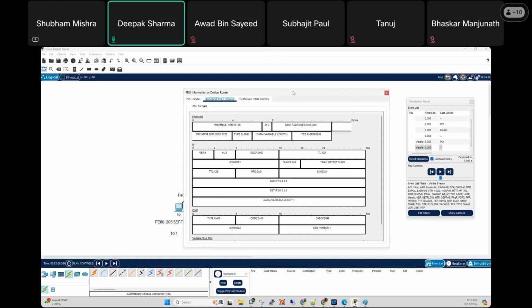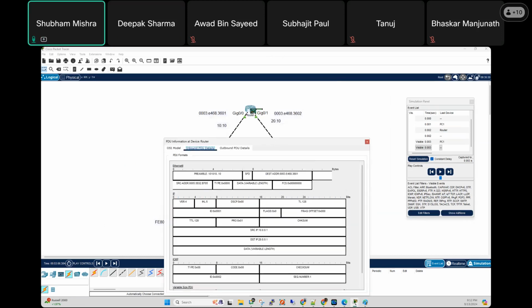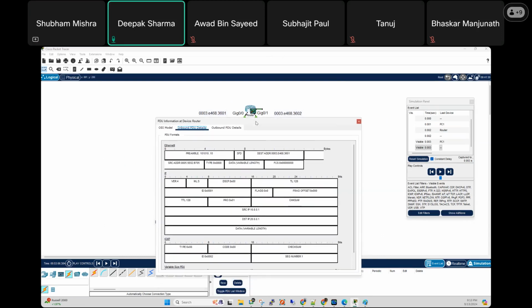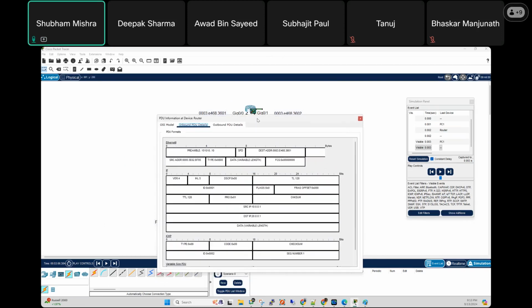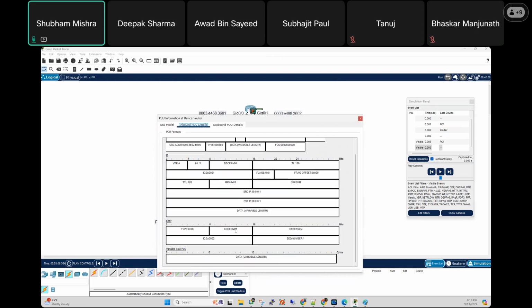The router receives this ICMP packet. But see now what is happening? You are getting a cross here. It means the router drops this packet. What is the router doing, guys? The router drops the packet. Why? Any reason, everyone? Because there are two different networks. They are crossing from one network to another.